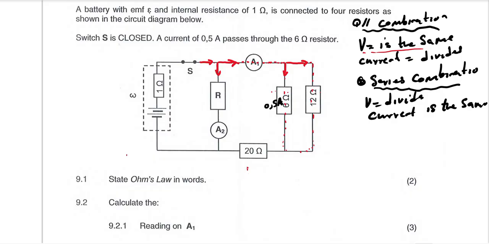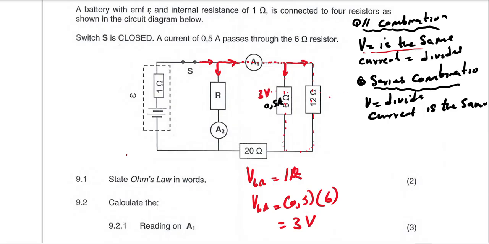The voltage of 6 and the voltage of 12 is the same. When I say V of the 6 ohm is equal to what? IR. Do you get me? What's our voltage? We are looking for it. V of the 6 ohm is equal to our current, 0.5, multiplied by 6, and then we get 3 volts. And then we know that here our voltage is 3 volts. We also have 3 volts. This is our voltage. Do you get me?